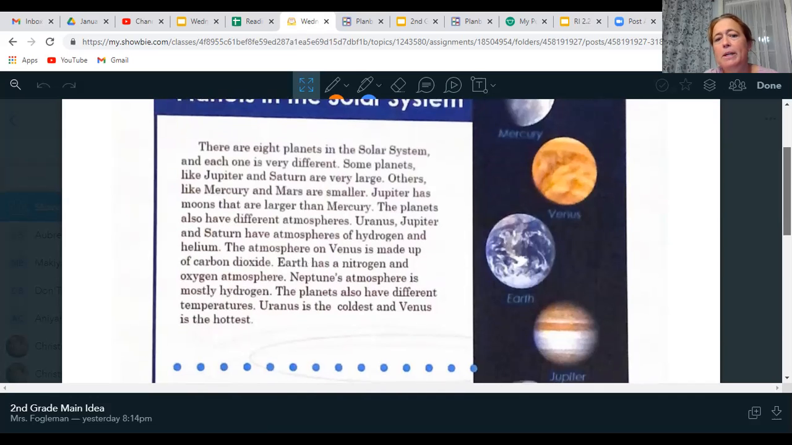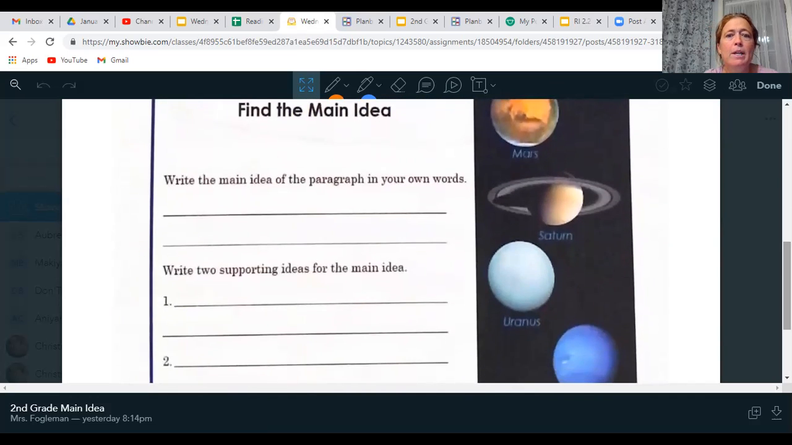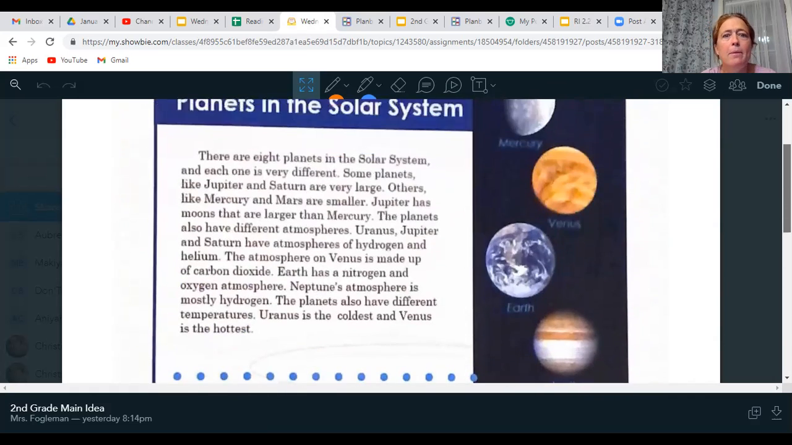All right, so then you will be expected to come down, write the main idea in your own words here on these lines, and then write 2 supporting details that you pull from the passage about the main idea. Remember, if you need to hear the passage again, you can come here on my video, but you can also refer to it in Shobi.